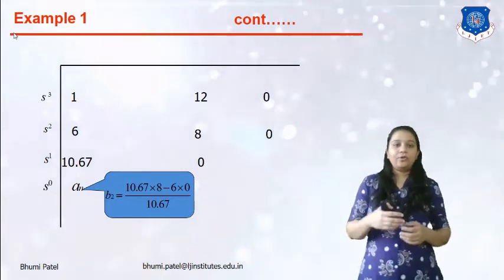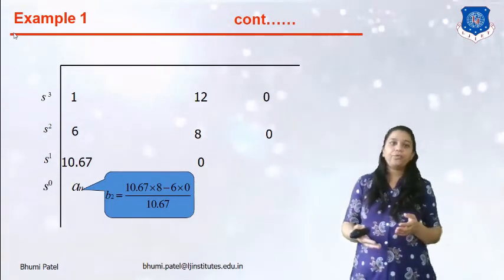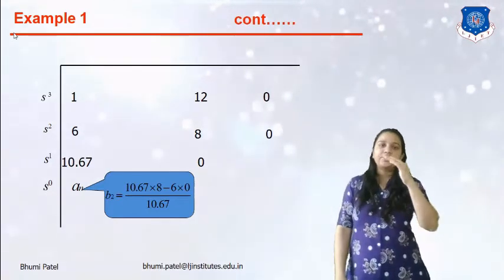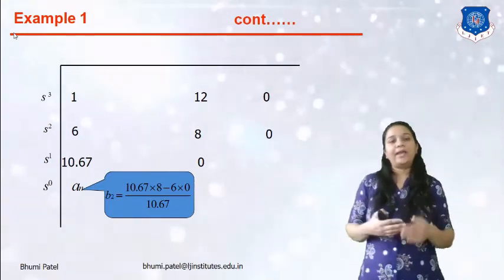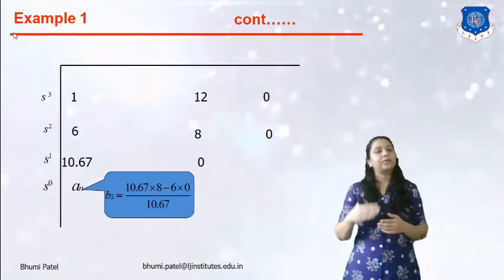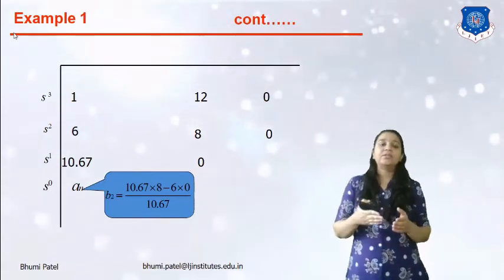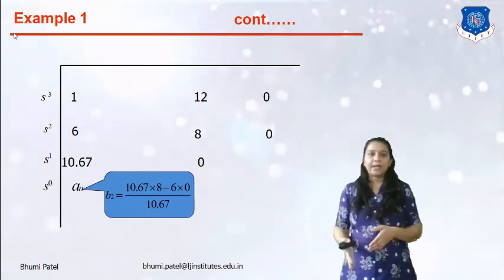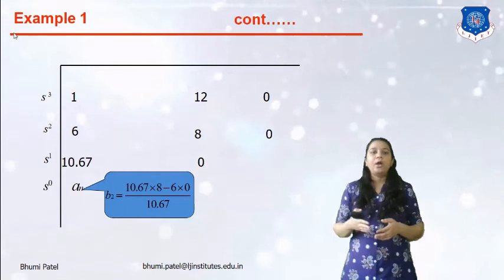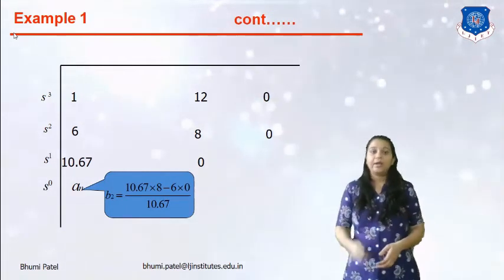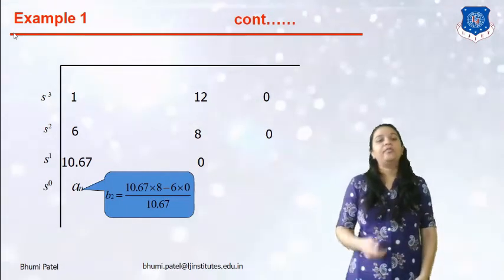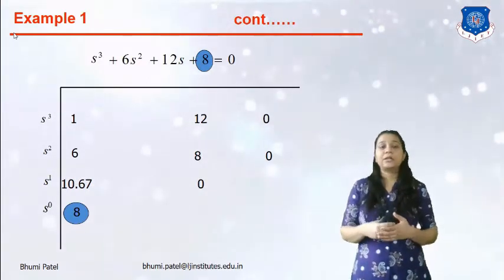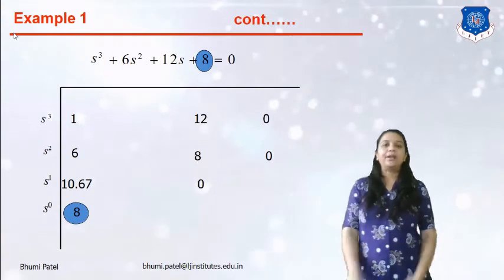Now we have to find the value of c1. For that we skip the first row and consider the second and third rows. So the equation will become (10.67 into 8 minus 6 into 0) upon 10.67, and simplifying this value we get 8. So this is the simplified version of the Routh array.